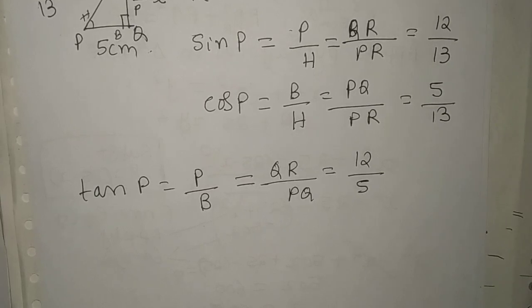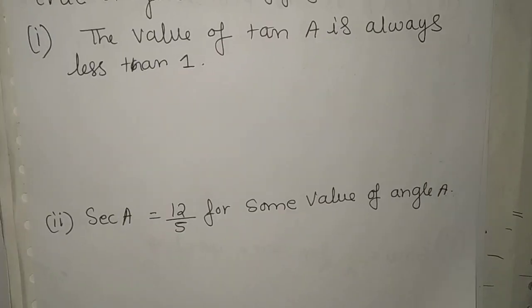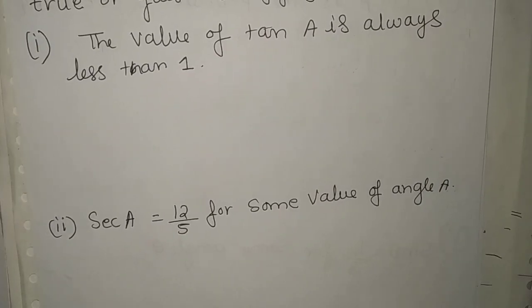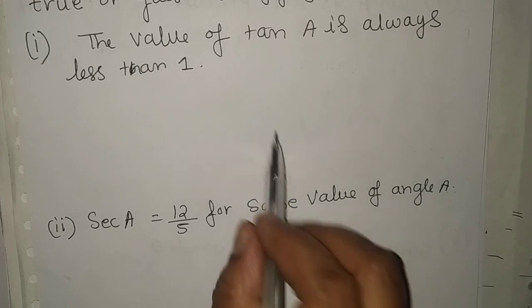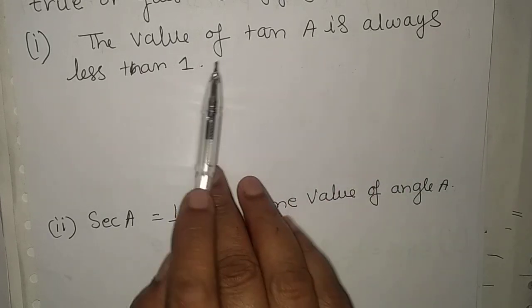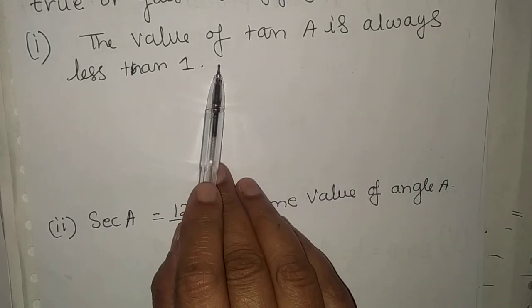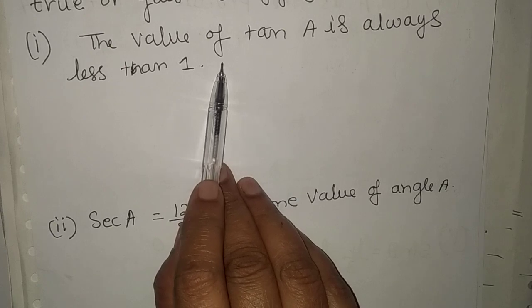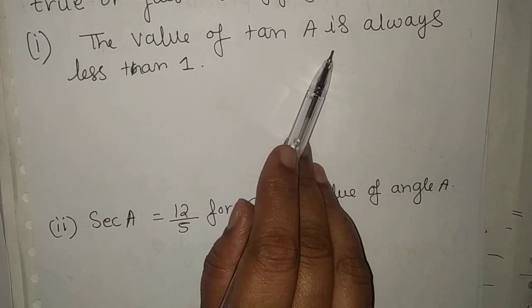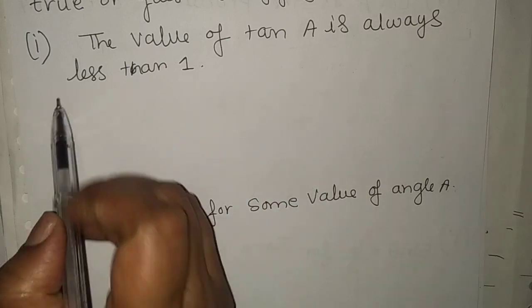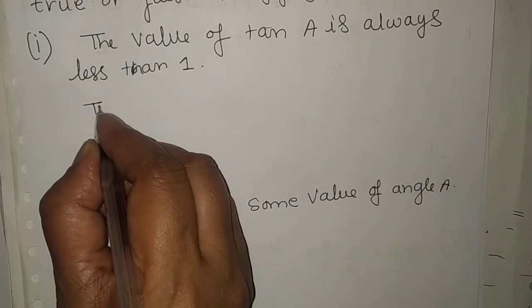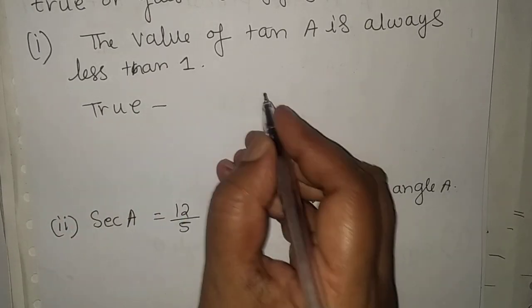So we have the last question here. State whether the following are true or false, and justify the answer. The first one is, the value of tan A is always less than 1.